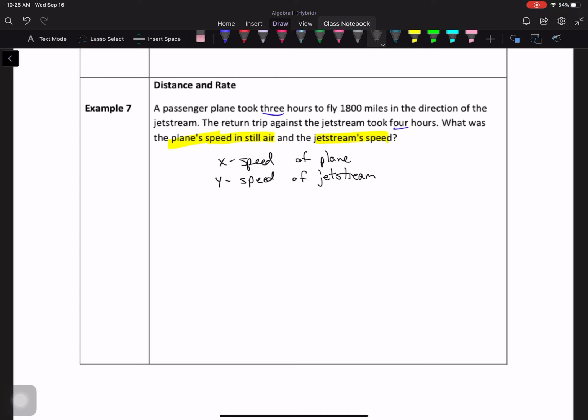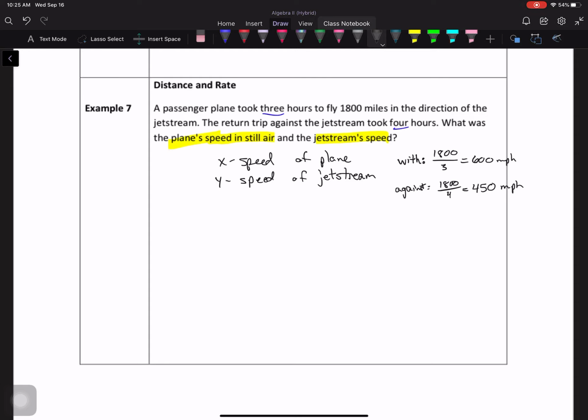Again, we want to find, on average, the miles per hour going both directions. So, we'll go with the jet stream. We're going to take the 1,800-mile trip, divided by the 3 hours for an average of 600 miles per hour. Coming back, we're taking that same 1,800-mile trip, but this time it took 4 hours, a little bit longer, for an average of 450 miles per hour.